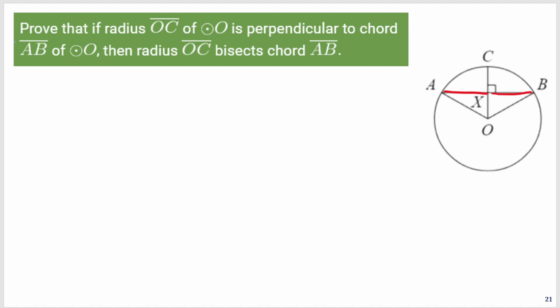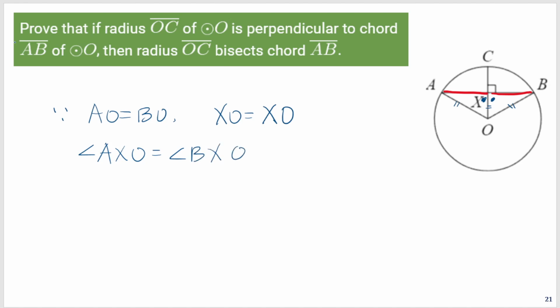Again, seems like we can use a pair of congruent triangles, right? In this case, we know this angle equals this angle. Both of them are 90 degrees. And OB equals OA, right? OX equals OX. You see that? So we could say, because AO equals BO, XO equals XO, angle AXO equals angle BXO equals 90 degrees.